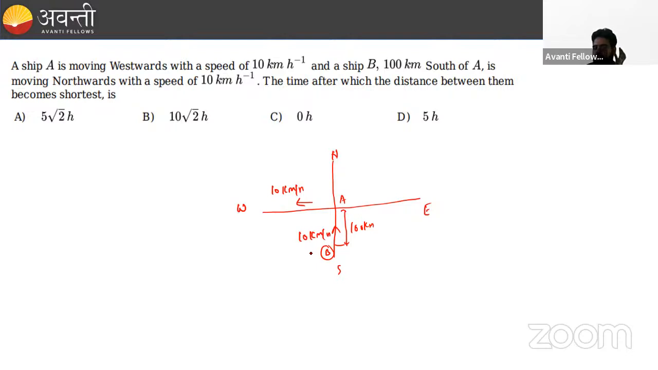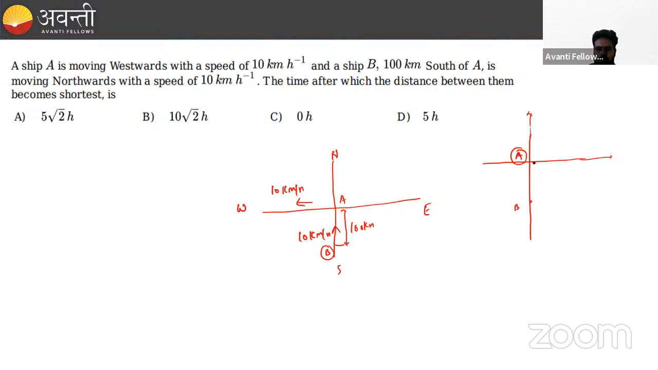Then after that time, the distance between the ships becomes shortest. Whenever the concept of the shortest distance comes, we solve this type of question by the relative concept. And what is the relative concept? We have to make one particle at rest. Suppose we want to make ship A at rest, then what do we have to do?